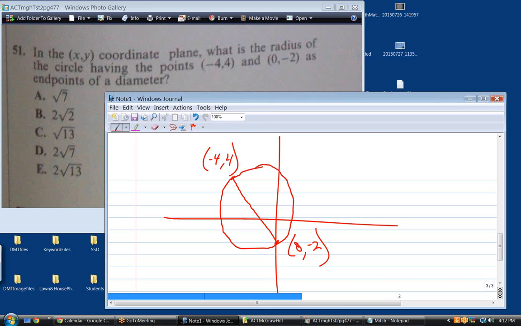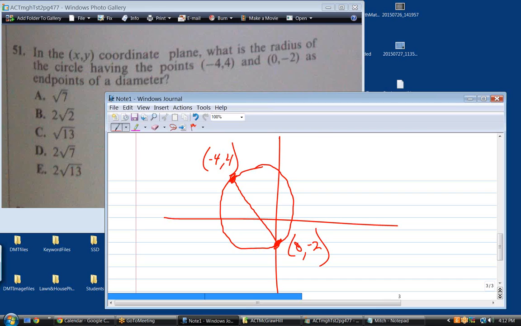So what do we need to do? Find the slope of the line? Not the slope. That's not going to help us. The radius is going to be half of the distance between this and this. Oh, so find the length of the line. Exactly, and then we'll take half of it to be our radius.